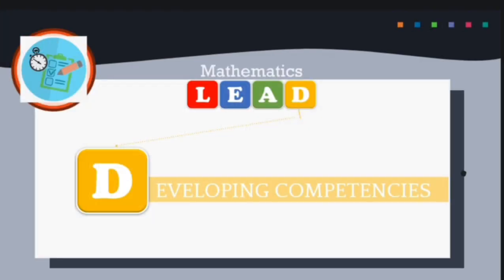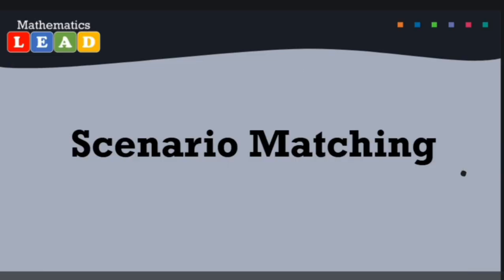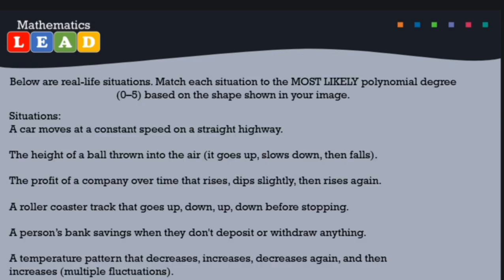For our developing competency, we will have a short activity. Now get your pen and paper once again and let's test if you really understood our lesson. Our activity will be scenario matching. Below are real-life situations. Match each situation to the most likely polynomial degree, 0 to 5, based on the shape shown in your image. Our first situation: a car moves at a constant speed on a straight way.